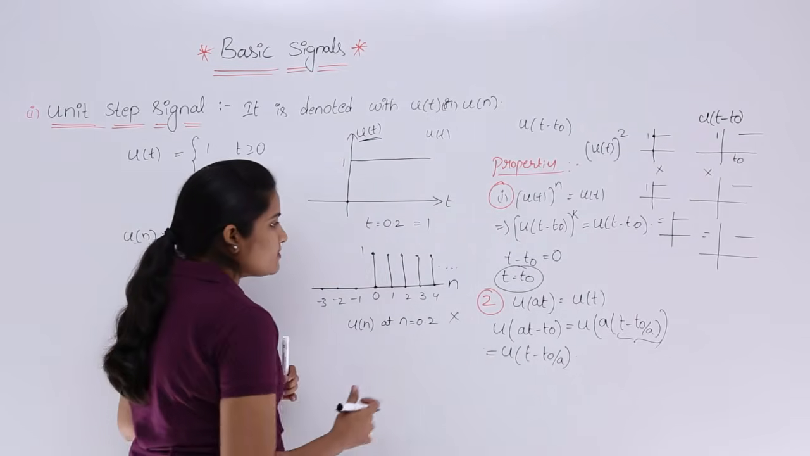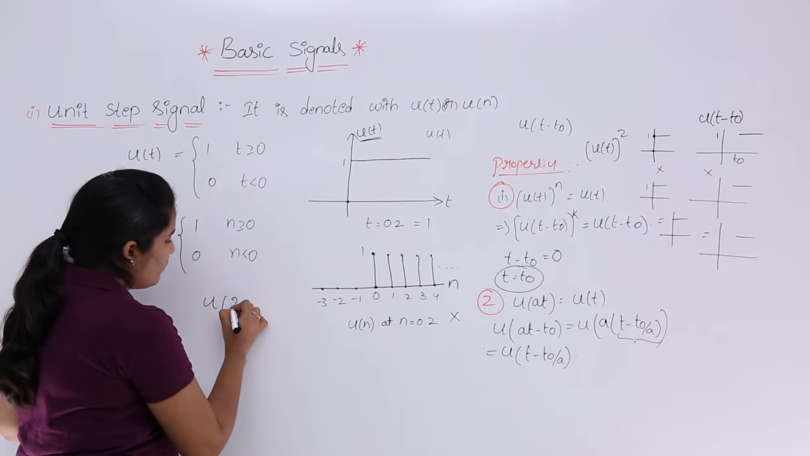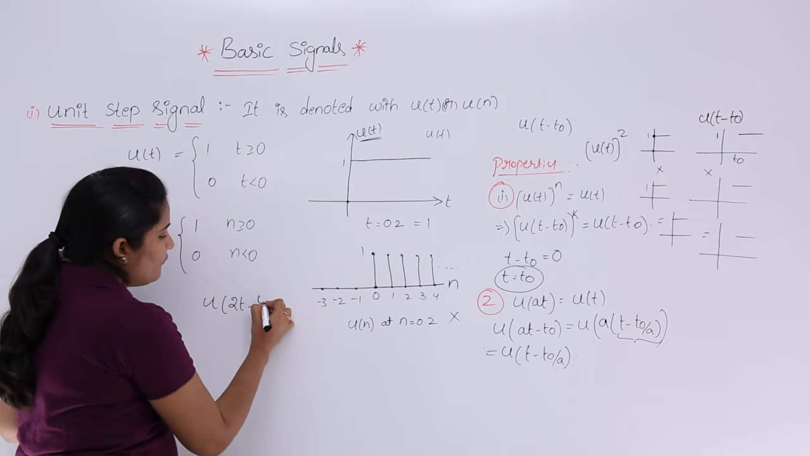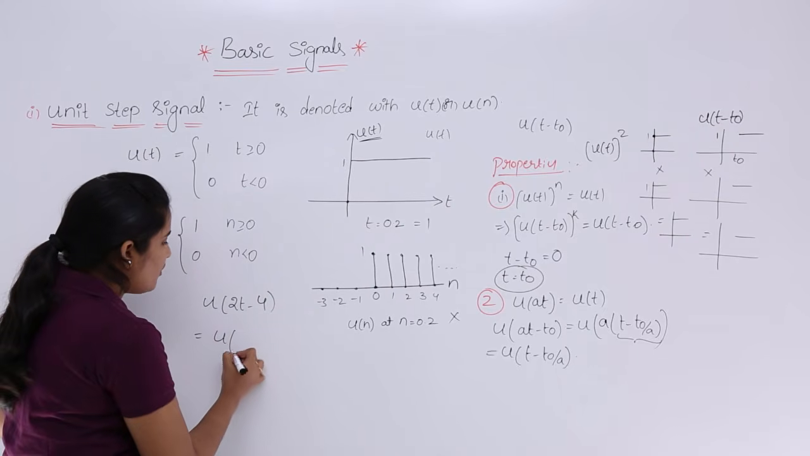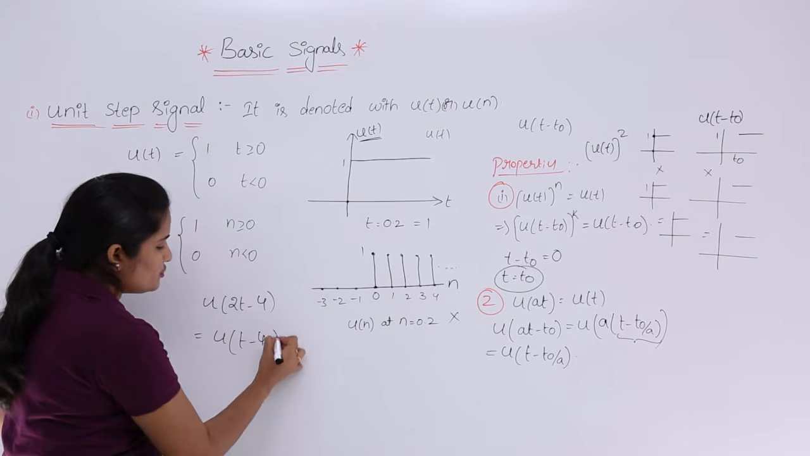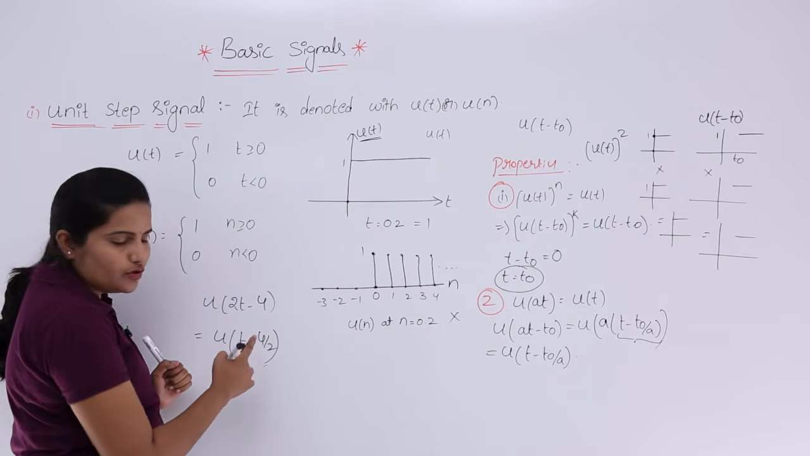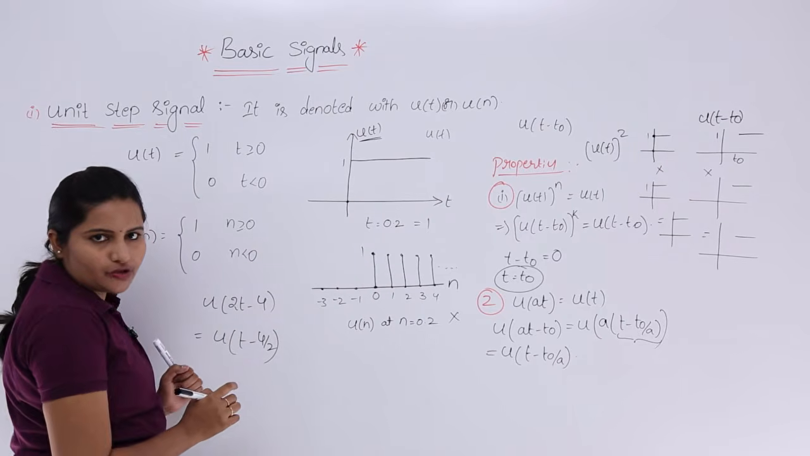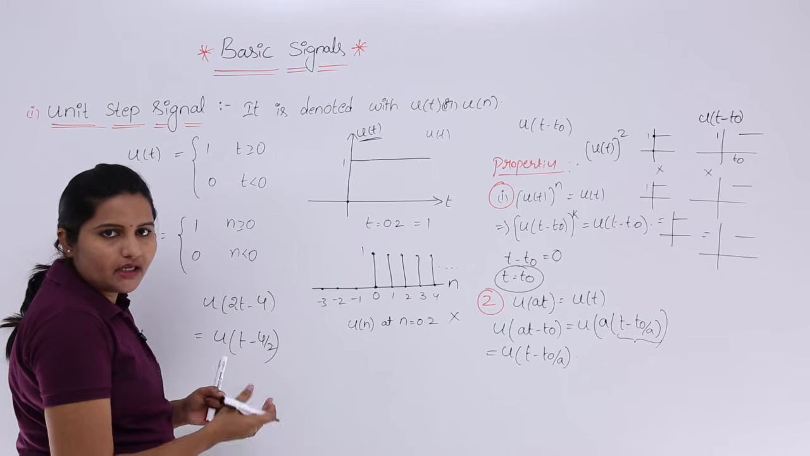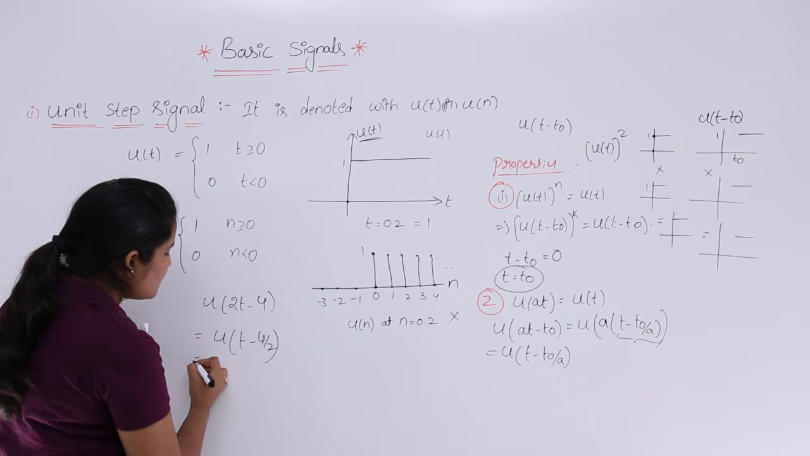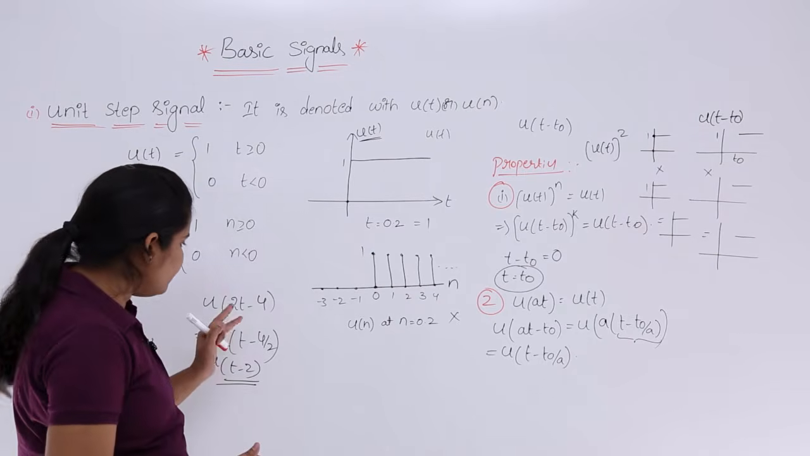That means in exams they will ask like this: what is the value of u of 2t minus 4? So this is equivalent to u of t minus 4 by 2. So this is the answer. Why? Because you need to take the common factor of 2, so t minus 4 by 2. The 2 multiplying is time scaling, so you can eliminate that 2. So this is equivalent to u of t minus 2, which is the value of this function.